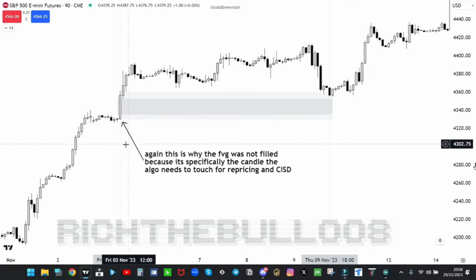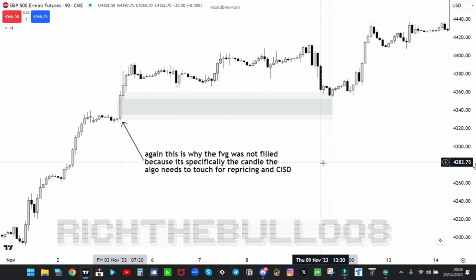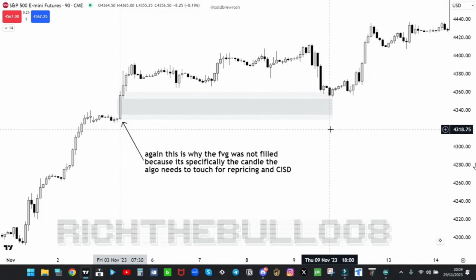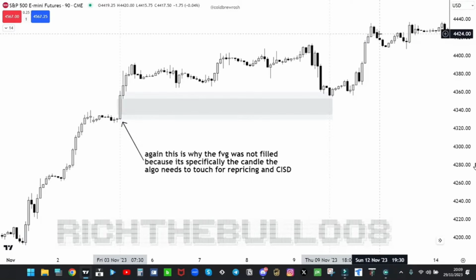Now look, this fair value gap, look what time that fair value gap was made, 7:30, okay? So this fair value gap was made at 7:30. Now look, the following day at 7:30 was when we got the tap in, right? The change in the state of delivery, the true reason. So look, 7:30, 7:30, CSD and away, right?